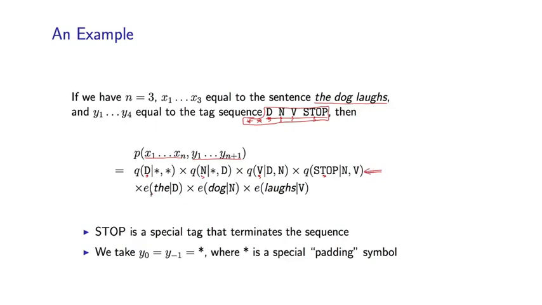And then in the second part of this expression, I have a product of e parameters, one for each word in the input sentence. So I have e(the | D) for this word here, e(dog | N) for this word here, and finally e(laughs | V) for this word here. Intuitively, these parameters correspond to the probabilities of first generating the word the from D, then generating the word dog, given the underlying tag is N, and finally generating the word laughs, given the underlying tag is V.